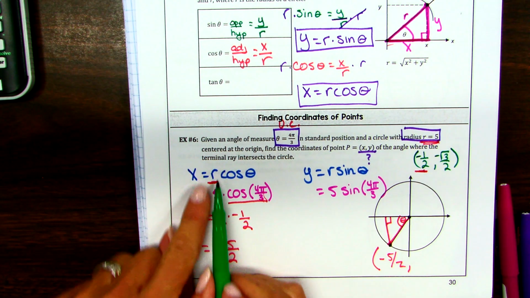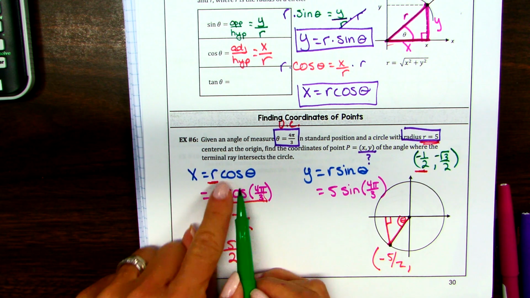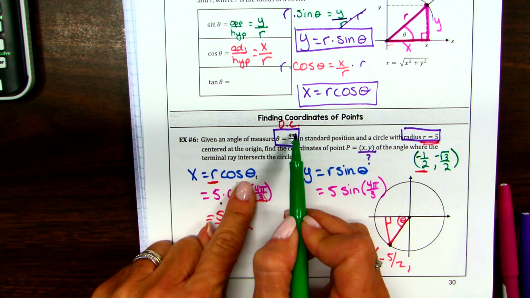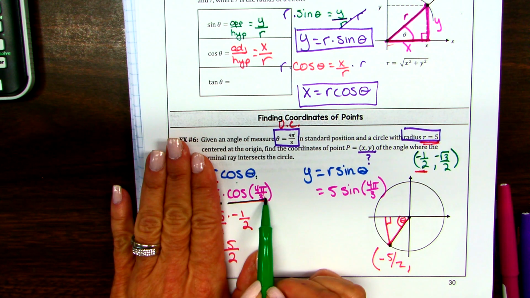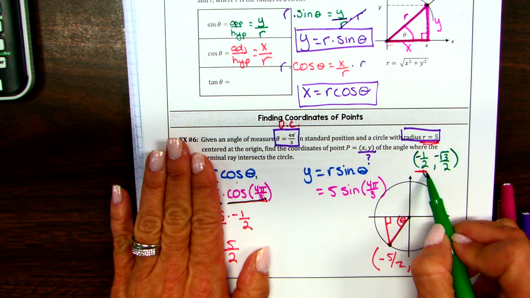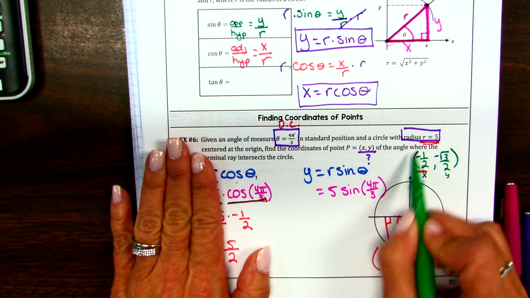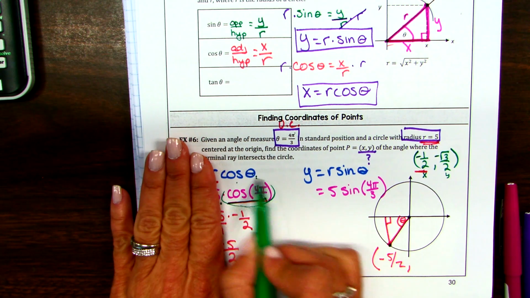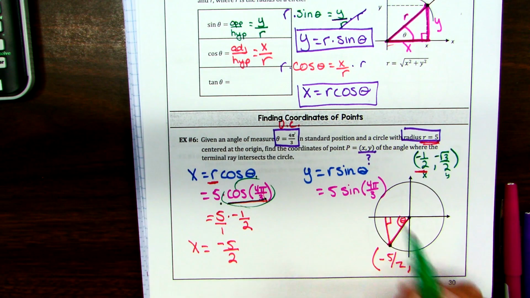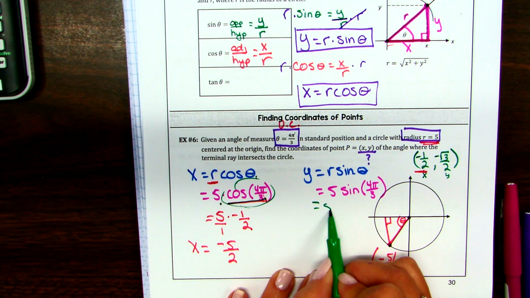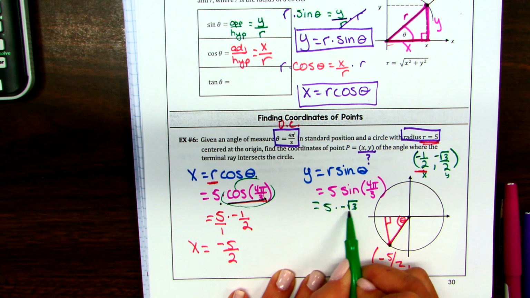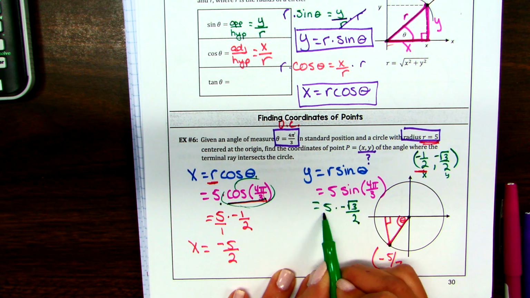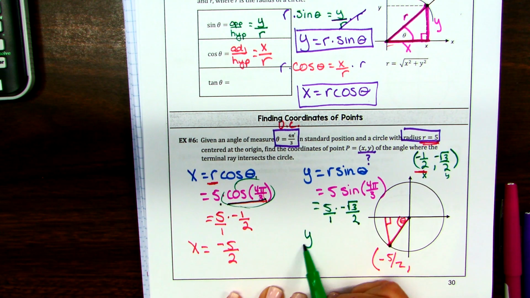So radius was given to me as 5, right? And then cosine of theta. Theta was given to me as 4 pi over 3. So I replaced theta with 4 pi over 3. Cosine of 4 pi over 3, remember, cosine is x. So I just plugged in negative 1/2 for all of that, and then multiply. Same thing over here, same radius. Sine of 4 pi over 3 is negative square root of 3 over 2. Okay? Multiply that. Don't overthink it, guys.